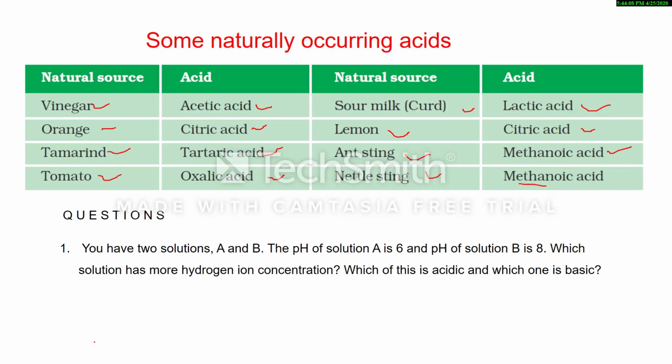Now see some questions. You have two solutions A and B. The pH of solution A is 6 and the pH of solution B is 8. Which solution has more hydrogen ion concentration? We already discussed: lower the pH, higher the hydrogen ion concentration. Is it clear? Now think, you can find out its answer. And which is acidic and which one is basic? If pH is less than 7, acidic; more than 7, basic.